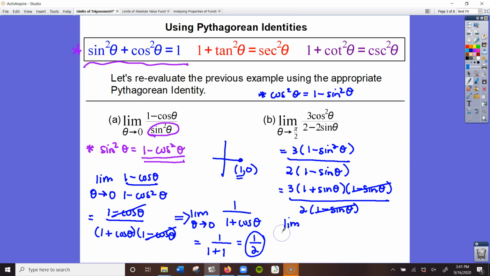So I'm just going to rewrite my limit here. The limit as theta is approaching pi over 2 of 3 times 1 plus sine theta over 2. So I have 3. If I plug in pi over 2, I get 1 plus the sine of pi over 2, which is 1, all over 2. In the numerator, we have 3 times 2, which is 6. And then when you divide it by 2, we get a final answer of 3.